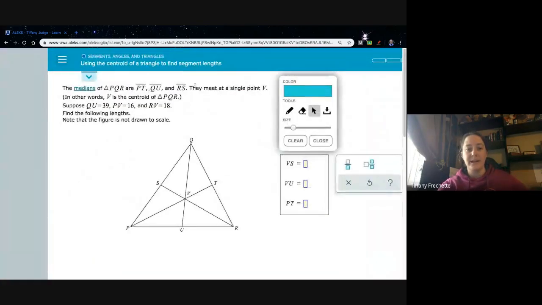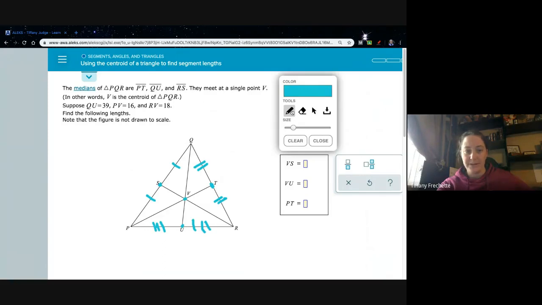All right, so we have these 3 segments, PT, QU, and RS, which are medians of PQR. So right away, I know if these are all medians, then all of these get divided up in half. So this is a median, meaning that this is the midpoint. This is also a median, meaning this is a midpoint. PT is a median. That means that this is a midpoint. So as soon as I know they're midpoints, they're all divided up in half. That's a convenient thing to know really quick. And then they all meet at this point in the middle here, which we call the centroid.